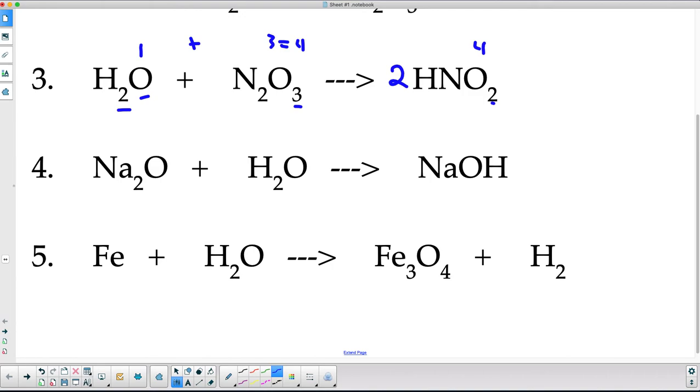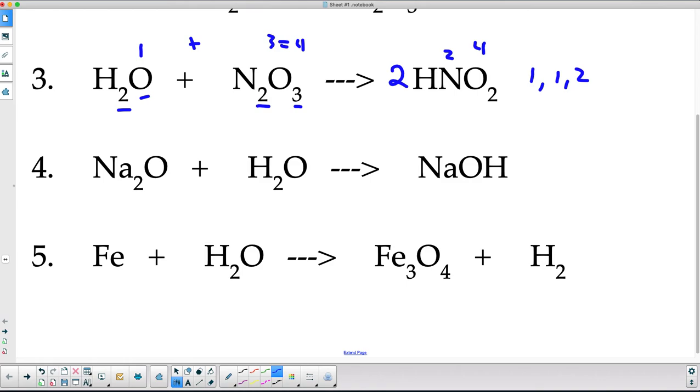So how about nitrogen? I have 2 nitrogens here, and here I have 2 times 1, which is 2 nitrogens here. So I'm actually balanced. This one was a little bit easier than I thought it was. All I needed was a 1 and a 2 to get them to balance. So that would look like this. 1, 1, and 2. There we go.